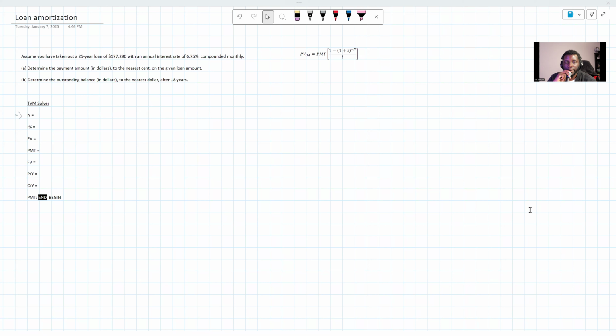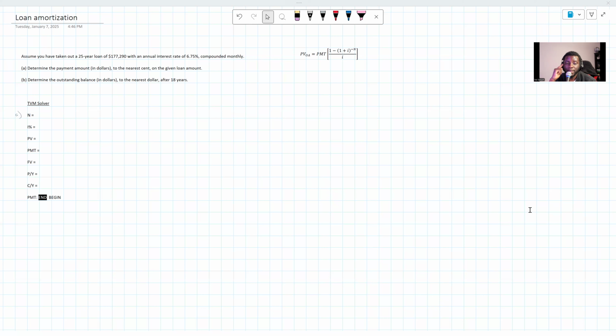Hello, let's take a look at this loan amortization question. It says, assume you have taken out a 25-year loan of $177,290 with an annual interest rate of 6.75% compounded monthly. Part A says, determine the payment amount in dollars to the nearest cent on the given loan amount. And part B says determine the outstanding balance in dollars to the nearest dollar after 18 years.